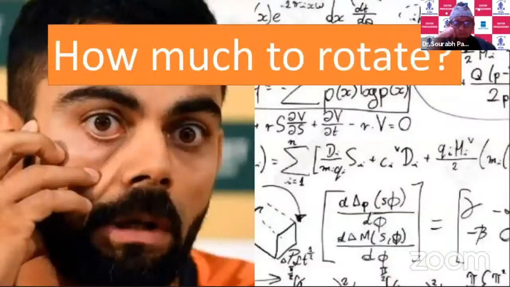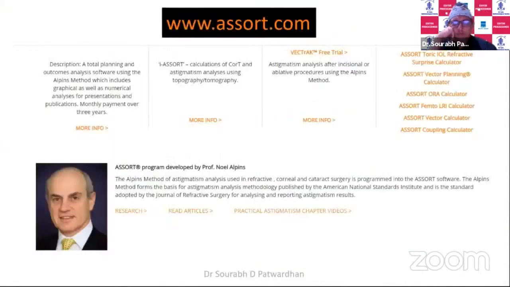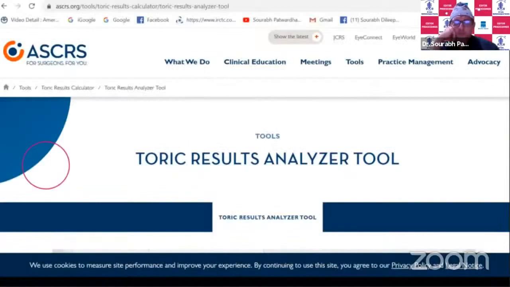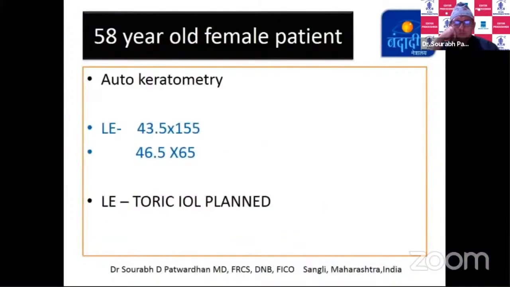It's a difficult question unless you are a champion mathematician. But we have these websites by Dr. Alpins, www.assort.com, or there is another website, astigmatismfix.com. There is an analyzer by Dr. Barrett on the ASCRS website to check the toric results. So you can use either of these. You have to enter the correct data and you can get the advice from this website.